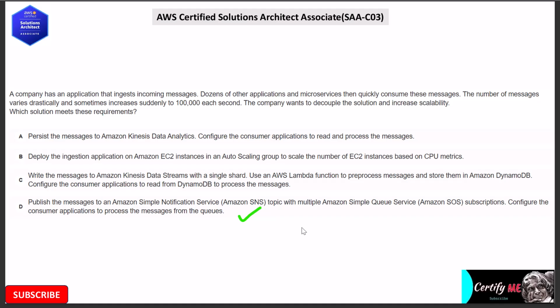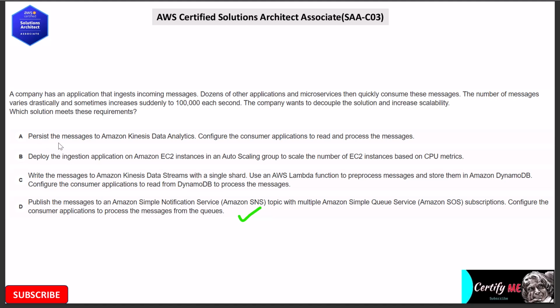Next question. A company has an application that ingests incoming messages, which dozens of other applications and microservices then quickly consume. The number of messages varies drastically and sometimes increases suddenly to 1 lakh each second. The company wants to decouple the solution and increase scalability. Which solution meets these requirements?